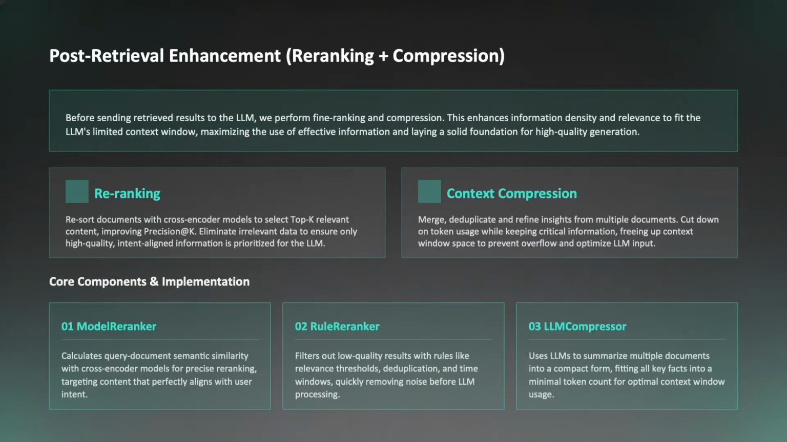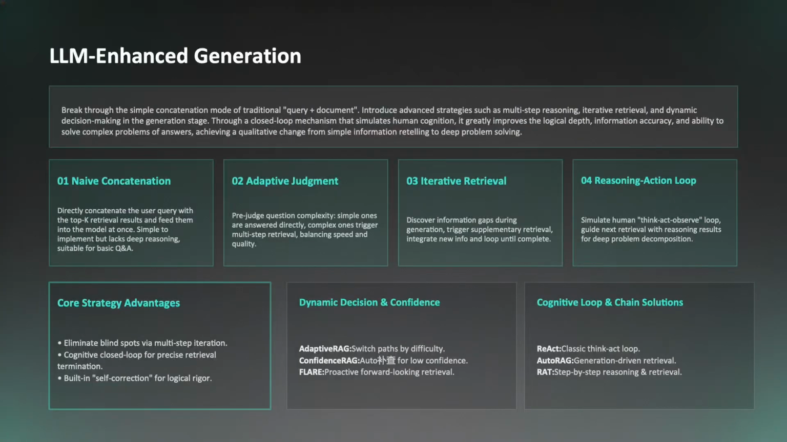3 core components power this module. First, model re-ranker. Uses cross-encoder neural networks for fine-grained semantic re-ranking. Second, rule ranker. Lightweight filtering via business rules like relevance, score thresholds, deduplication, and time range limits to quickly strip low-quality results. Third, compressor. Calls LLMs to summarize multiple document fragments into compact unified abstracts, maximizing core information within strict token budgets.